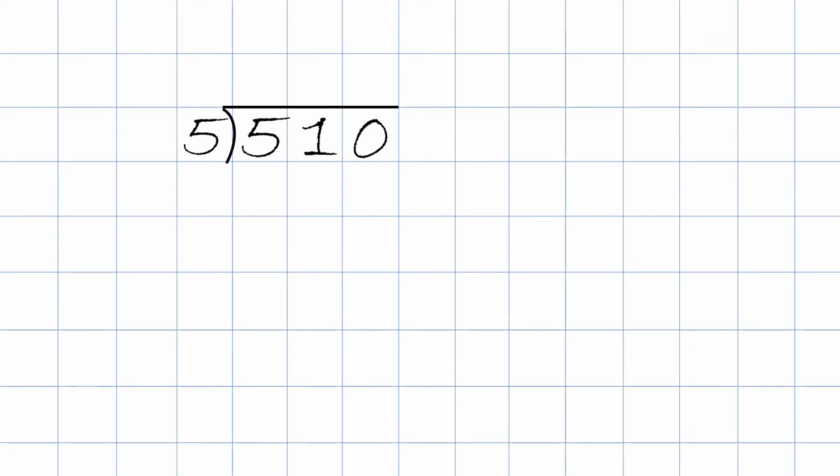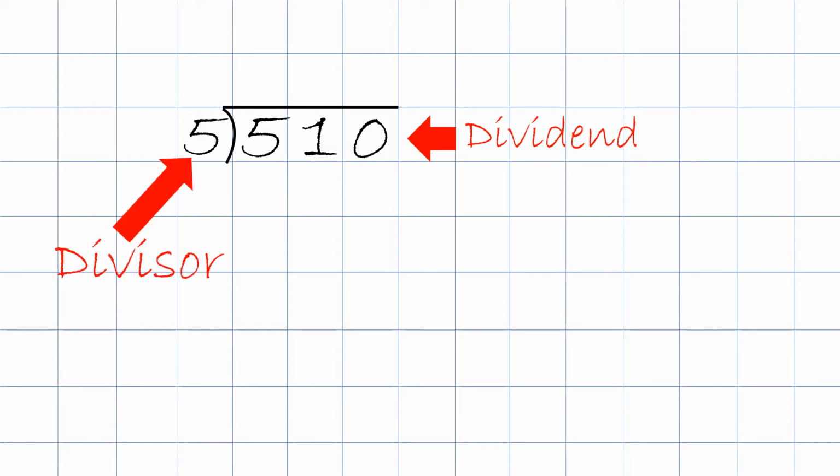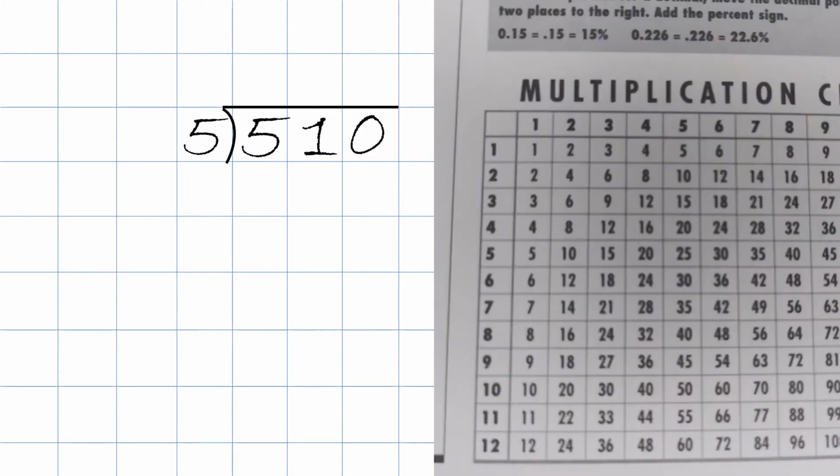Let's do another one. So here we have the dividend of 510 divided by the divisor of 5. And as always, we go to our trusty multiplication chart. So in the multiplication chart, we do 5 divided by 5. Highlight the first 5, go up, highlight the 5 in column 5, and when we draw the arrow to the left, the answer is 1. So 5 divided by 5 will be 1. The 1 we write over the 5.